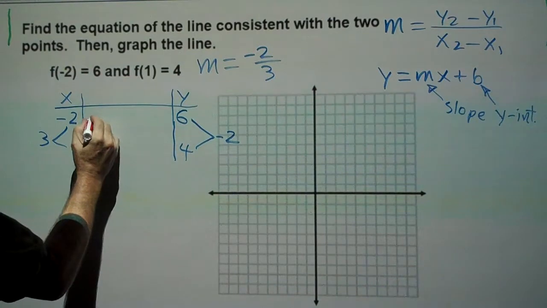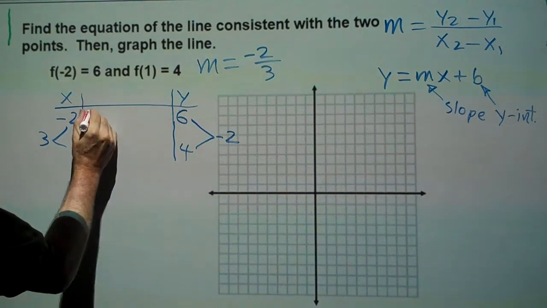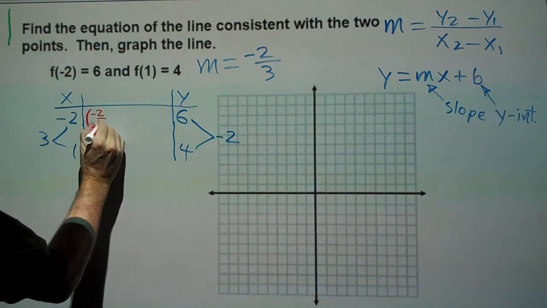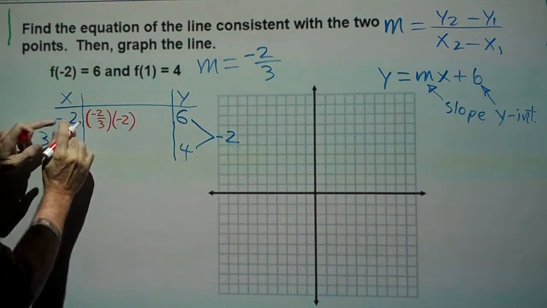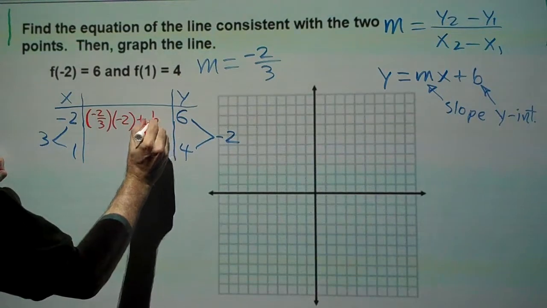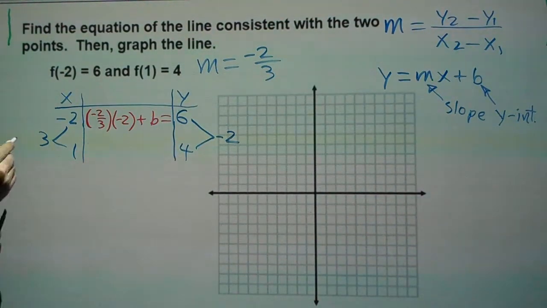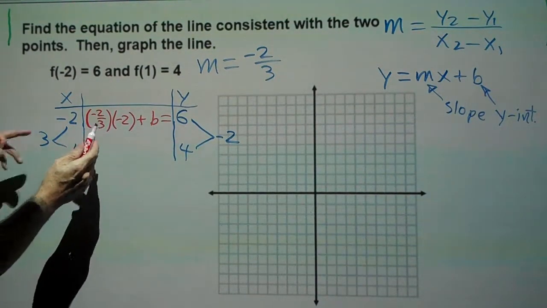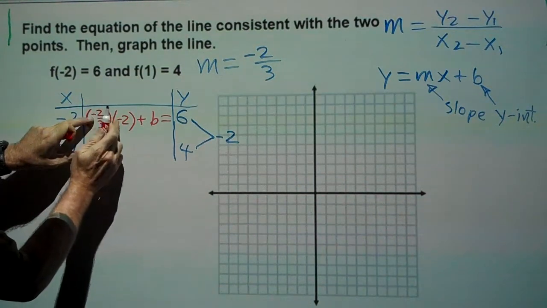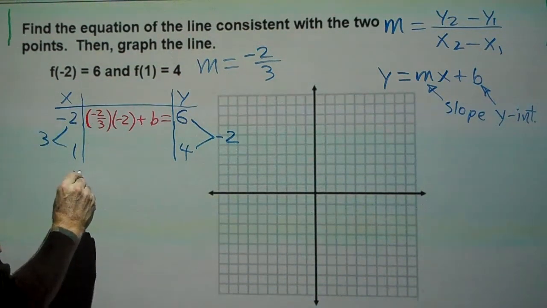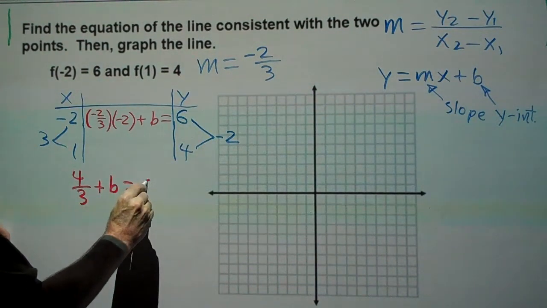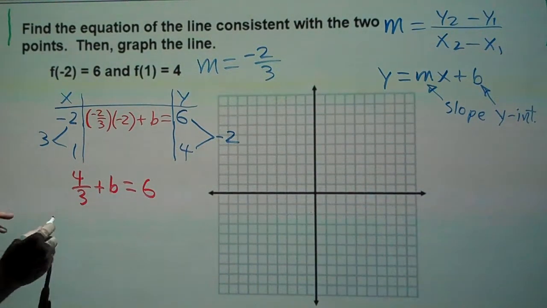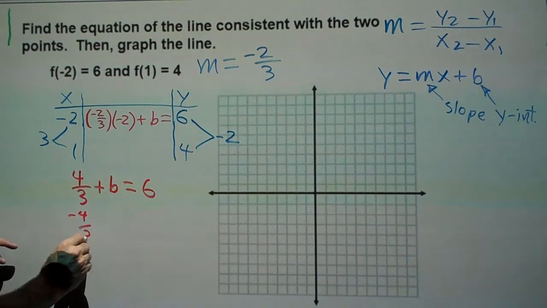Now, trying out and getting our y-intercept, we have our slope times x, so we have negative 2/3 times negative 2 plus b is equal to 6. Now we're going to bring down this equation and work it out. Negative 2 times negative 2 is 4, so we have 4/3 plus b is equal to 6. So now we're going to subtract 4/3 from both sides of the equation.